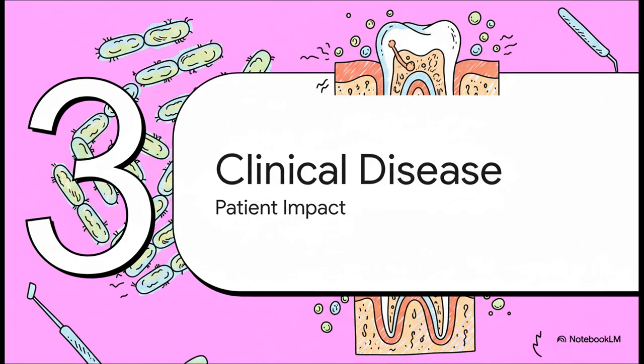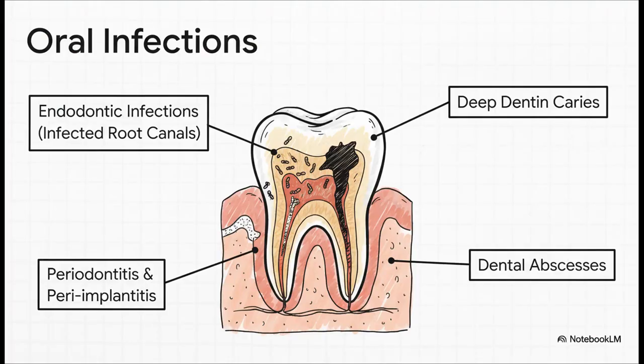Okay, we've identified it in the lab. Now let's connect the dots back to the patient. What kind of trouble does Prevotella dentalis actually cause? Its home turf is really the mouth. It's a key player, a ringleader, really, in the biofilms that drive pretty much all the major oral infections. Everything from infected root canals and periodontitis to deep cavities.